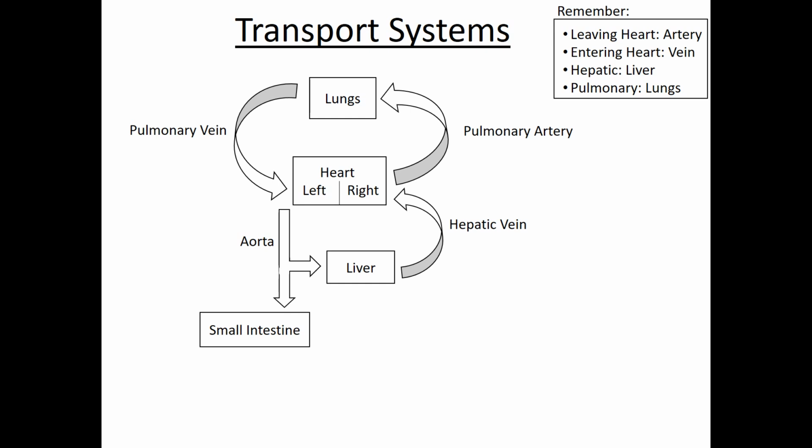Now, if the aorta instead sent the blood to the small intestine, we're going to pick up all of those nutrients that we absorbed. If you remember, we had a bunch of nutrients that were absorbed into the cells of the small intestine, and now they're just hanging around in those cells waiting to be picked up. So when the blood goes from the aorta to the small intestine, it's going to pick up all those nutrients that were sitting in the cells of the small intestine and send them to the liver.